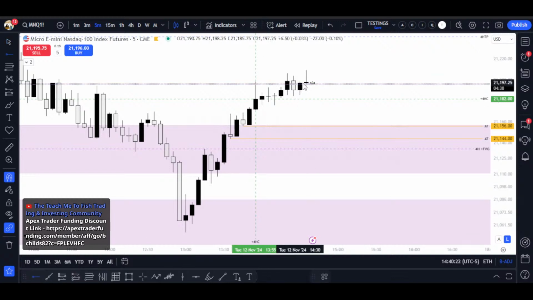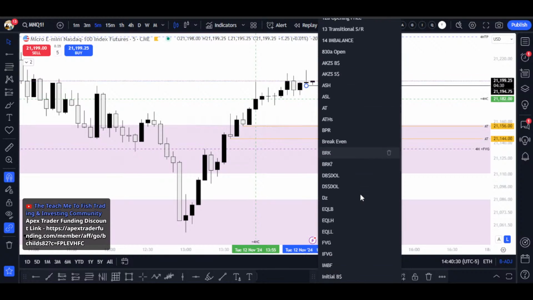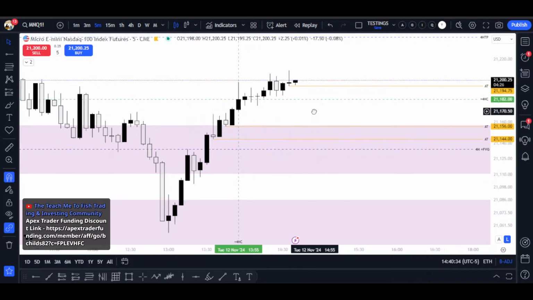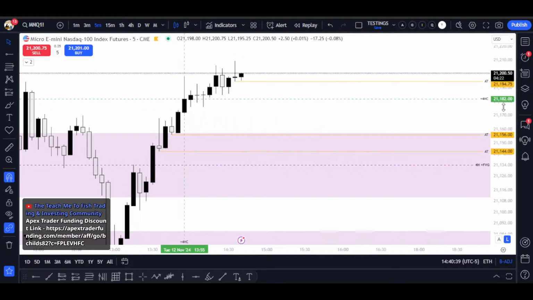So that low should be an algo target, and hopefully price will begin to move lower to give us an entry below $21,182.